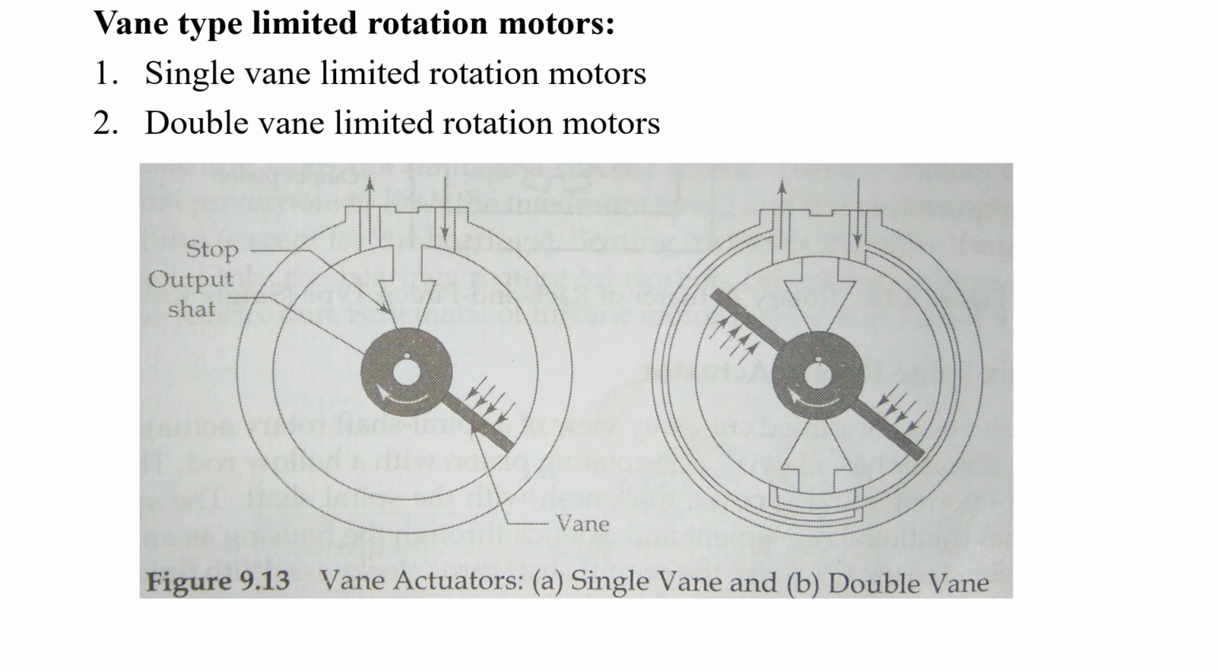Here you can say it is an imbalanced type, because only one side of the vane is getting more load. So the rotating components, namely the bearing which is connected to the vane and the shaft, will have one side loading taking place. Due to that, the bearing life keeps on reducing. To avoid that, they use the double vane limited rotation motor.